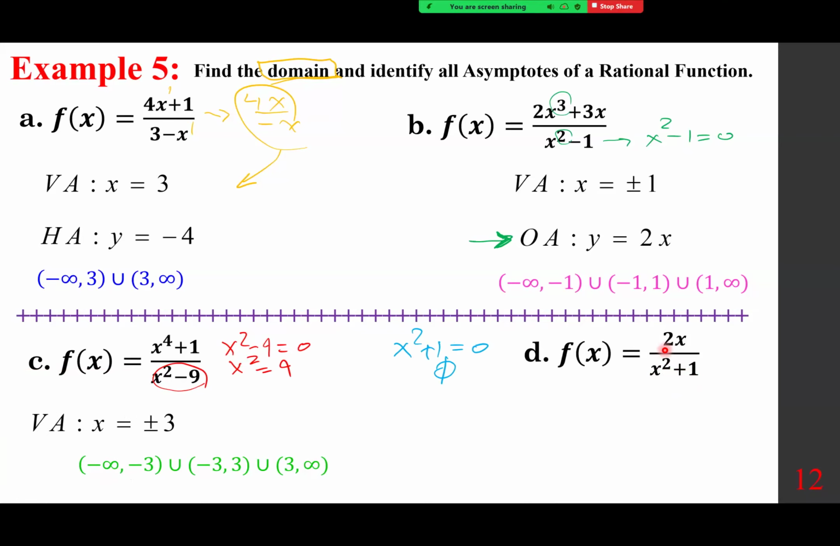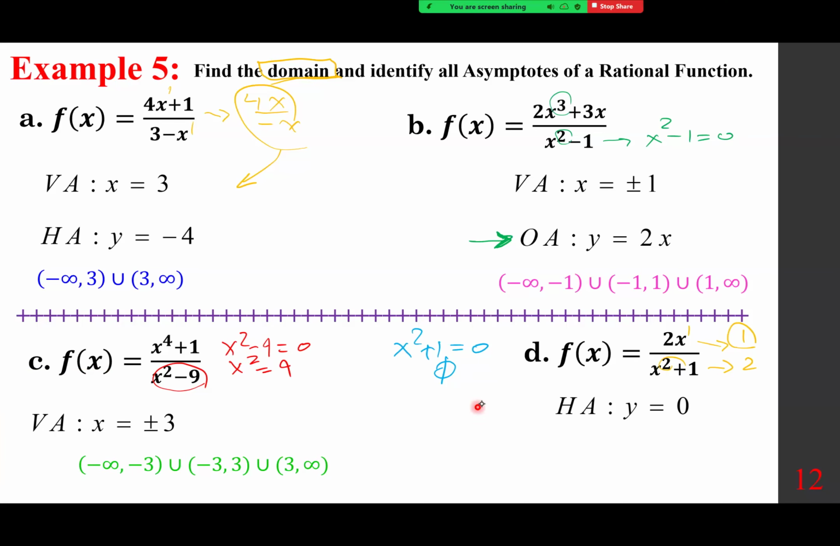What about the horizontal asymptote? The degree of the numerator is 0, is 1, my apologies, why did I say 0? The degree of the numerator is 1. The degree of the denominator is 2. Because the degree of the numerator is smaller than the degree of the denominator, the horizontal asymptote is y equals 0. Of course, we don't have an oblique asymptote.